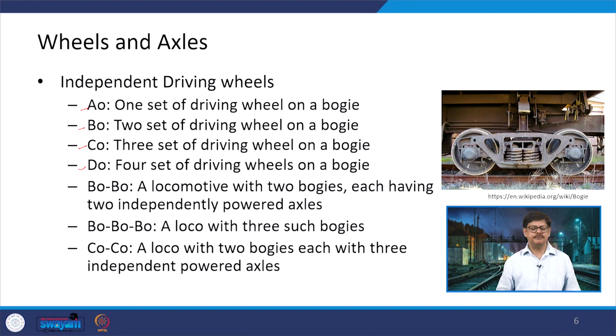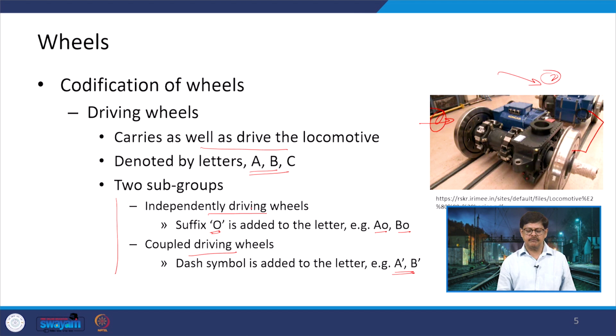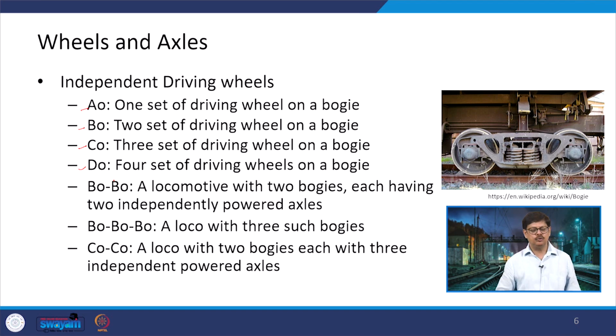And because O is being attached here, as we talked previously, if you are talking about independently driving wheels, then this suffix O is going to be there. So, that is where AO, BO, CO and DO configurations can be possible. There are other configurations which can be there where the combinations will be talked about.